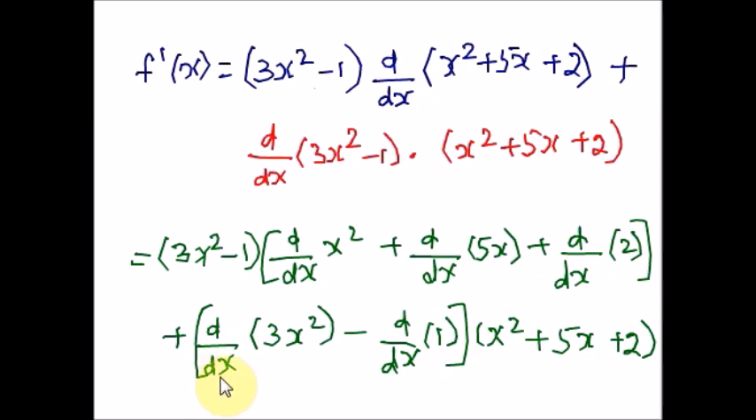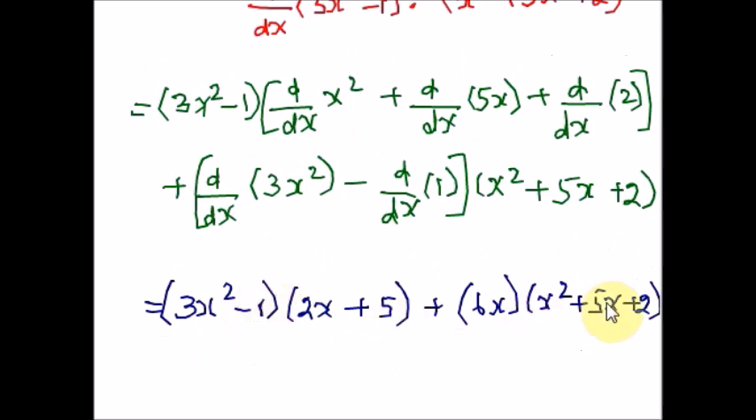In the same way for this one, 3 is a constant, so I'm taking it outside and applying the derivative for x². It would be 2x, so 3 times 2x is 6x. And the derivative of a constant is just 0, so just ignore this one. After this step, it remains to distribute.